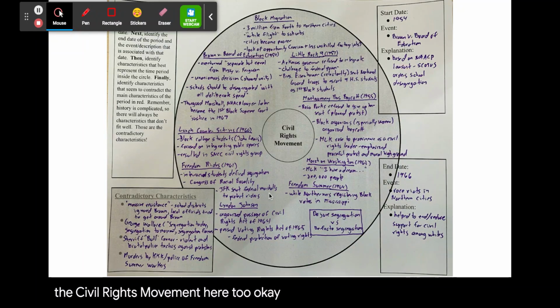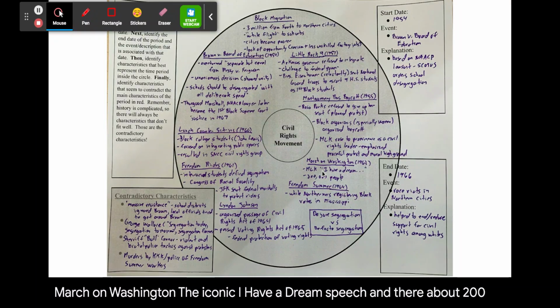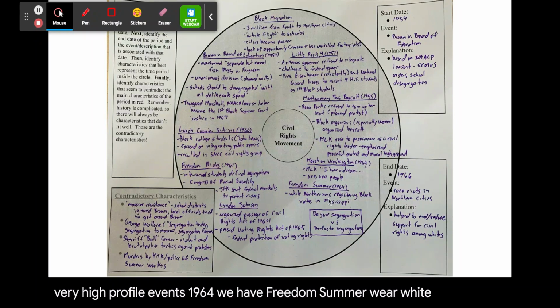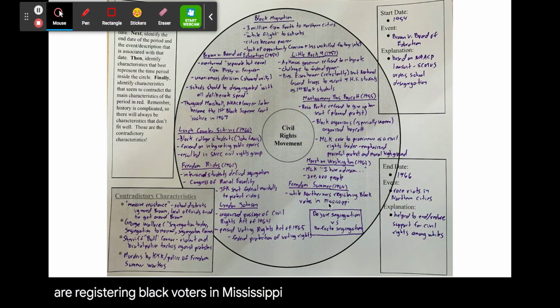Okay. We also have in 1963 the famous March on Washington. This is where Martin Luther King Jr. gives the iconic I Have a Dream speech. And there were about 200,000 people there. So we see this building up of support for civil rights and very high profile events. In 1964, we have Freedom Summer, where white Northerners are registering Black voters in Mississippi. Coming from the north down into the South to register voters in places like Mississippi was a big deal.